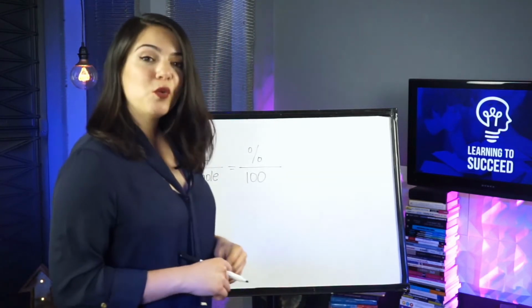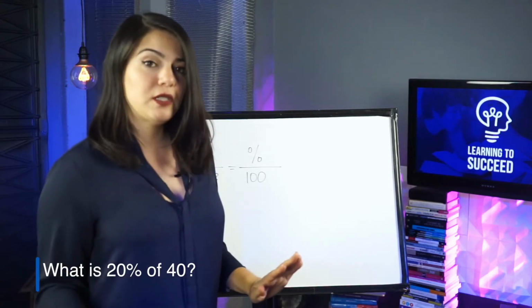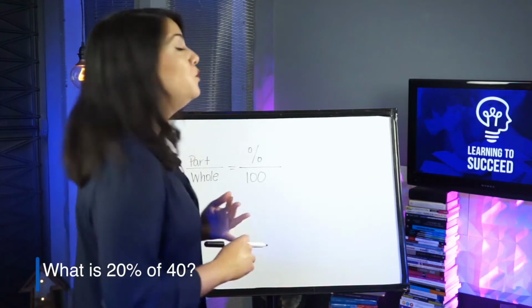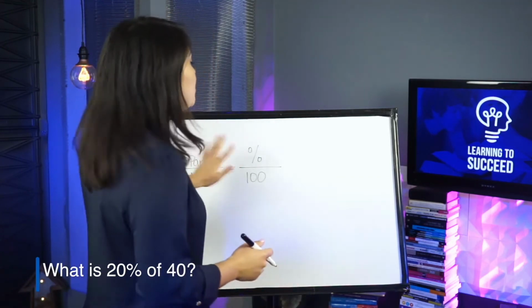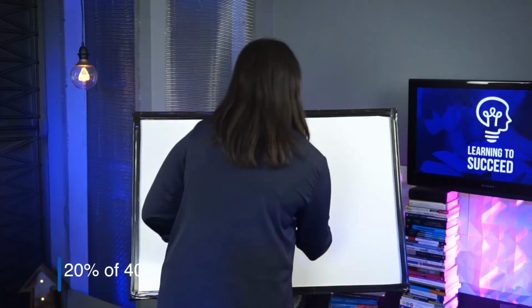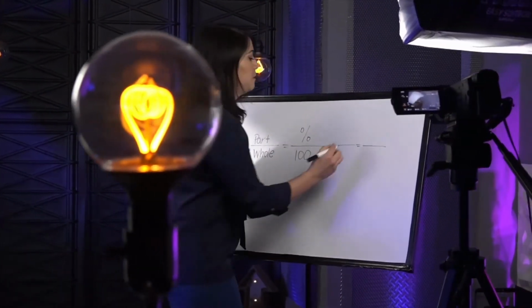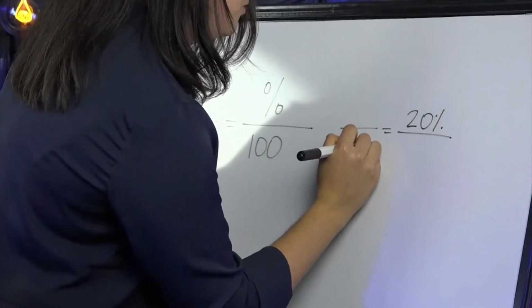So the first question we're going to have is, what is 20% of 40? We're just solving for percentages now, okay? So we want to know 20% of 40. 40 is the whole. The 20 is the percent. So let's plug it into our equation. We don't know what the part is. That is what the question is asking us for. But we do know the percentage and we do know the whole. So 20% is what we're looking for, and the whole is 40.